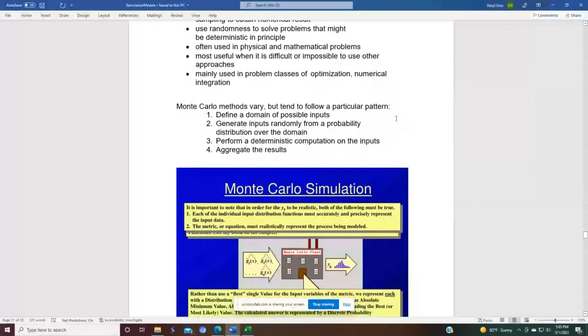So there's a general pattern. We have to define what the range is of possible inputs. We want to generate inputs randomly from a probability distribution. We go out there, run it many times, and finally, we're going to aggregate the results and try to come up with conclusions.